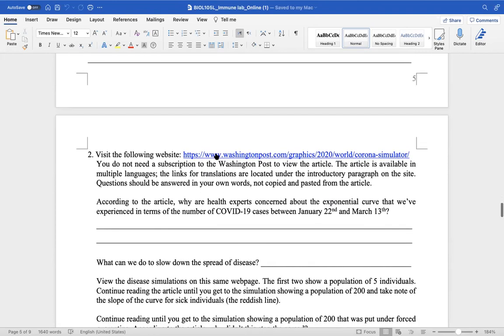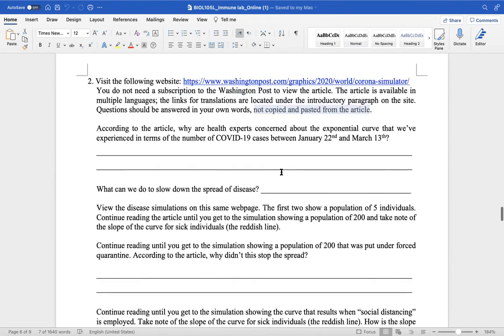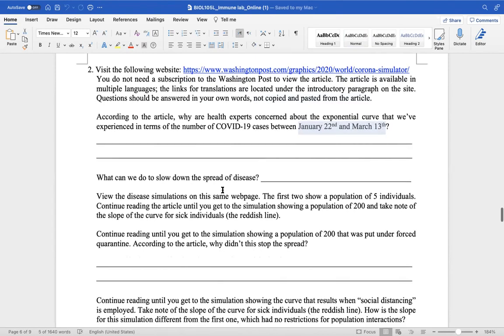Then we'll look at the following website. You don't need to subscribe to the Washington Post to view this article. It's available in multiple languages, and questions should be answered in your own words, not copied and pasted from the article. So you'll read through this article in the Washington Post. Why are health experts concerned about the exponential curve that we've experienced in COVID cases? This was between January 22nd and March 13th of last year. What can we do to slow the spread?